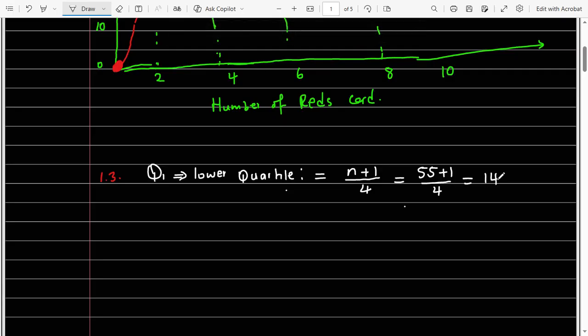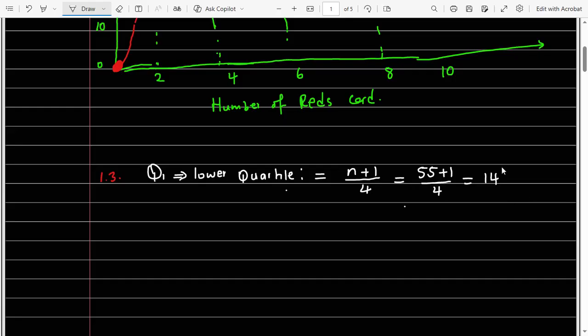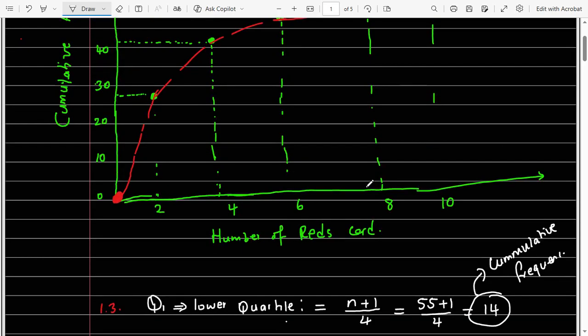Let me tell you something. This 14 is on your cumulative frequency. You're going to go on that cumulative frequency where there's 14. You're going to take your ruler and say, I know that 14 is somewhere here. Then you connect your ruler like this, and where you reach the graph, you start going down.